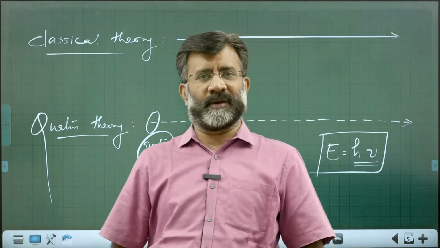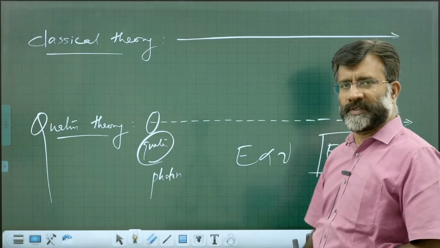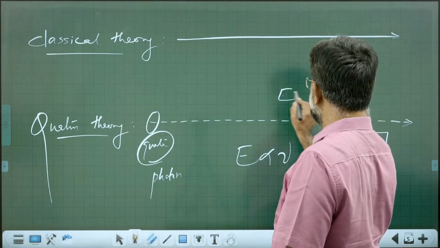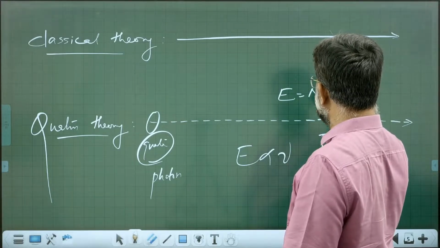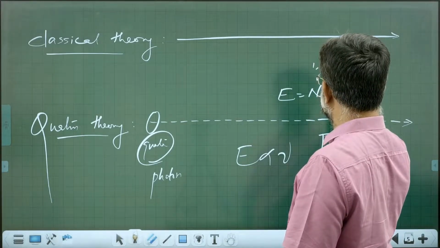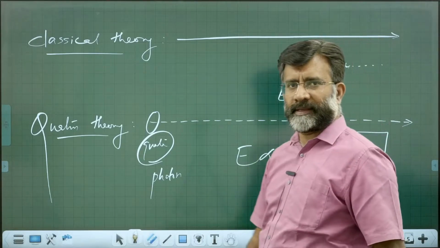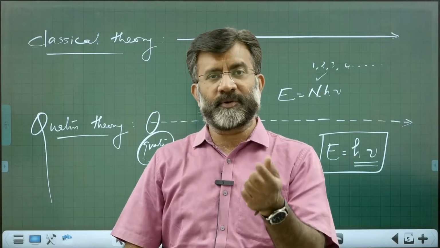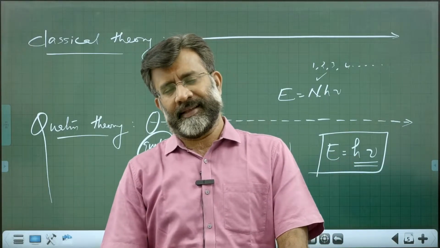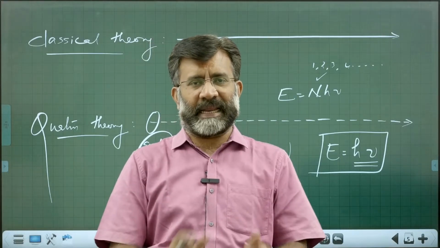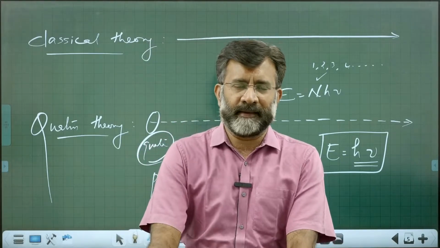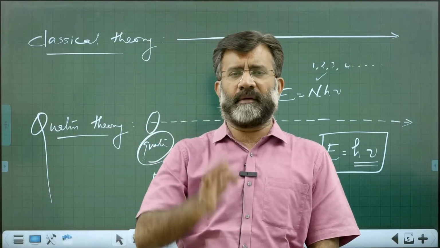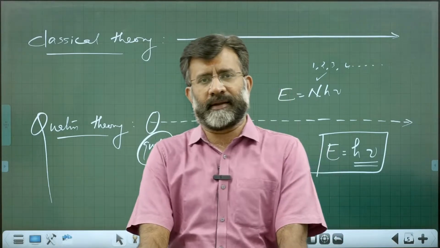One more thing he is commenting: the energy transmission is happening in integral multiples of quanta. E is equal to n h nu, where n is equal to 1, 2, 3, 4, etc. It can be 1 packet, 2 packets, 3 packets, 4 packets, 5 packets. It can't be 2.5 packets. It can't be 3.25 packets. Fractional is not possible. Energy transmission happens in integral multiples of quanta. This is the fundamental difference between quantum theory and classical theory.